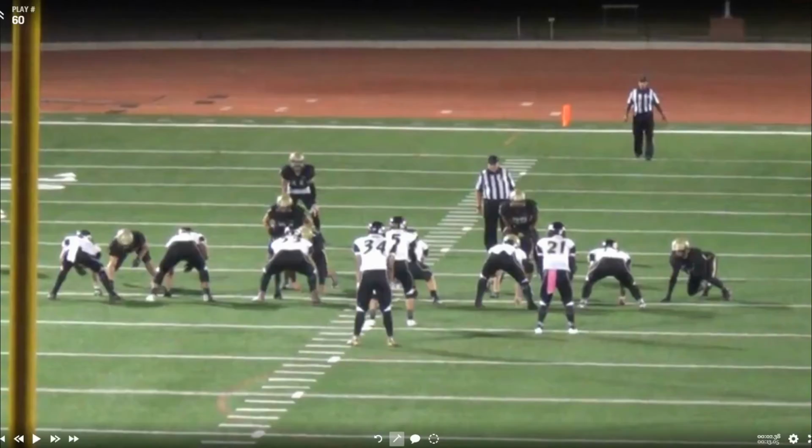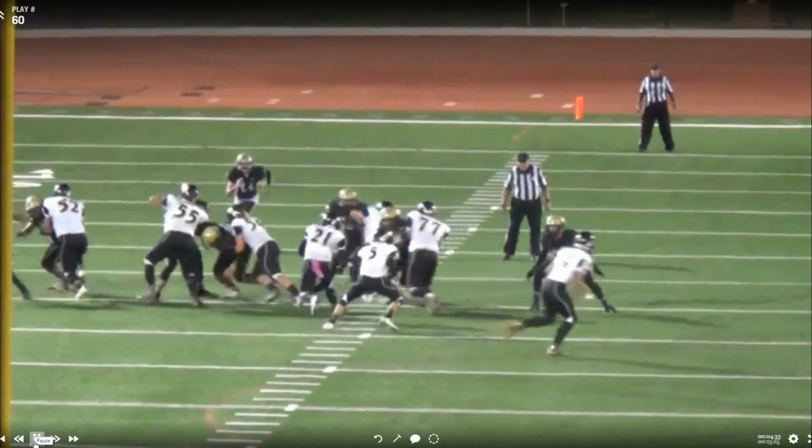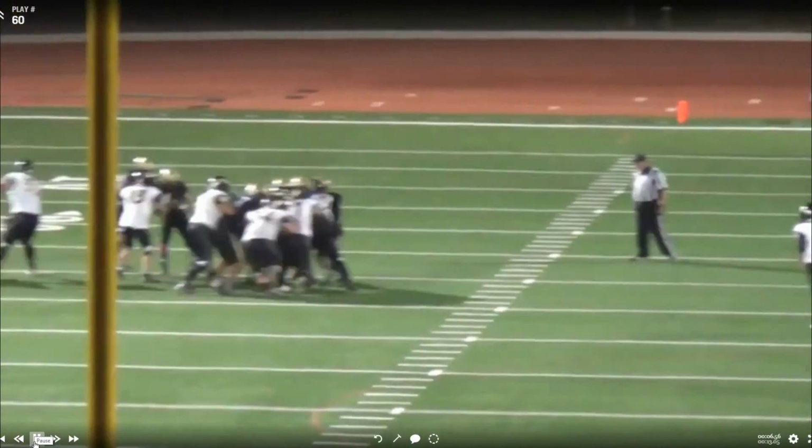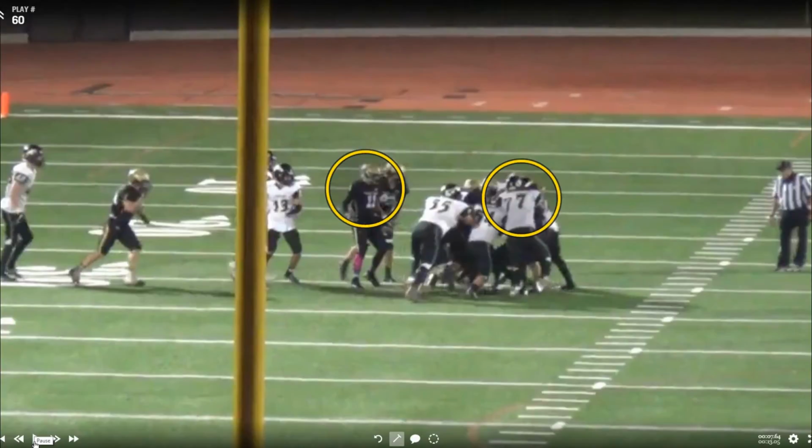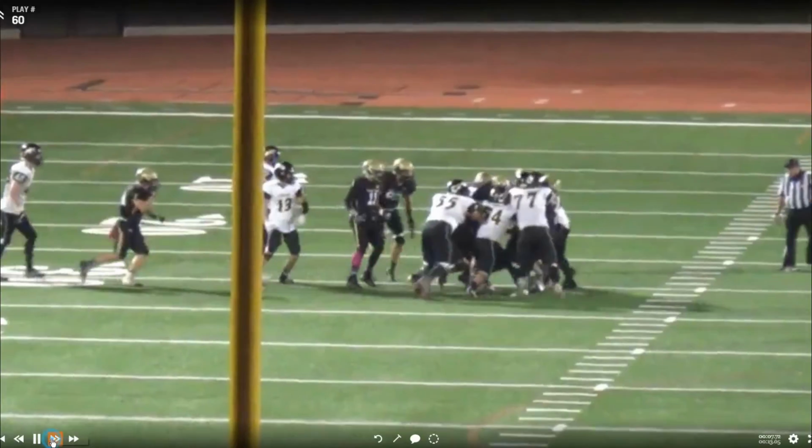So this play is an example of the things that can happen when you least expect it. This is a nothing play. This is a 2 or 3 yard gain up the middle. Big scrum, the guys are fighting for yardage. And watch the two players that are highlighted here, B11 and A77. Watch B11 in particular, what he does.